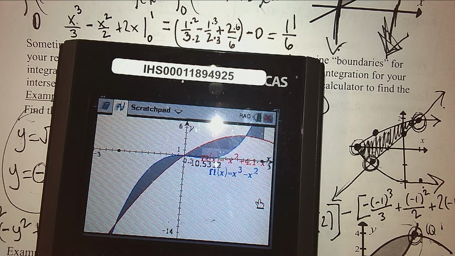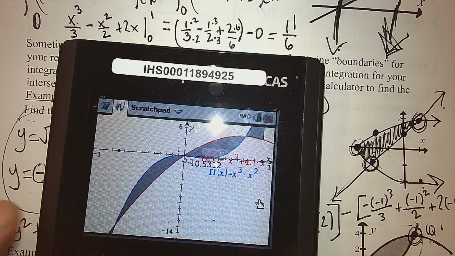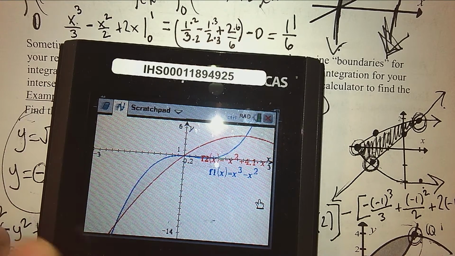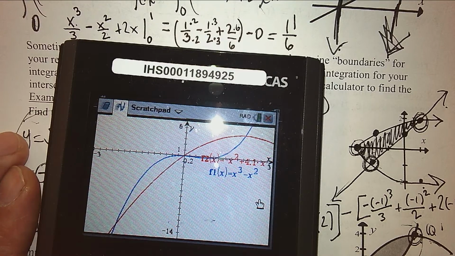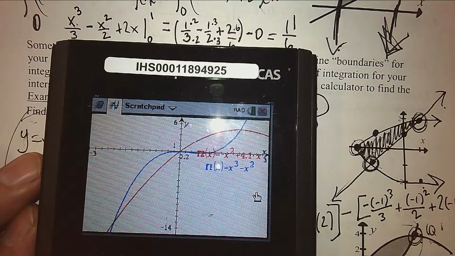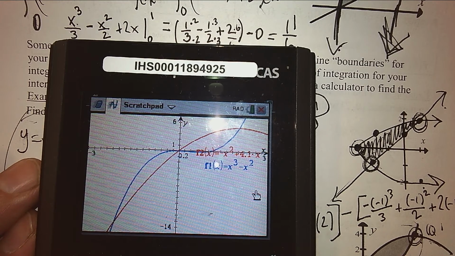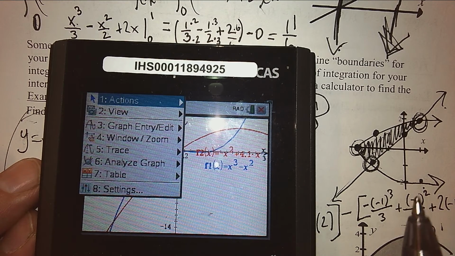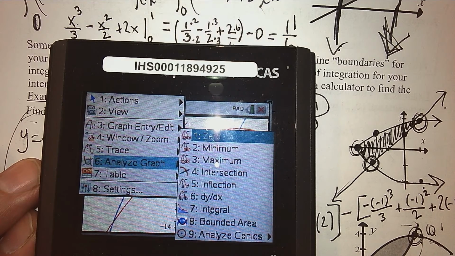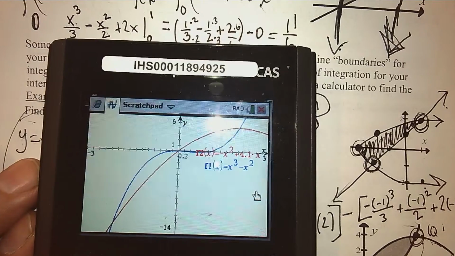So what do I need to do first? Well, I'm going to go back. I'm going to press Control Escape. If I press Control and then Escape, it undoes that. Obviously what I need to find are the points of intersection. So how do I find that to begin with? Go to Menu, go to Analyze, go to Intersection, which is 4.